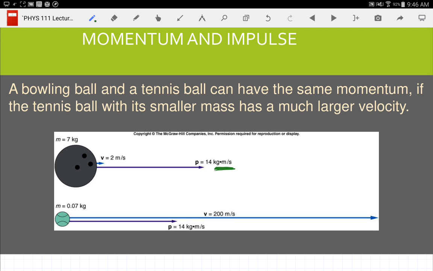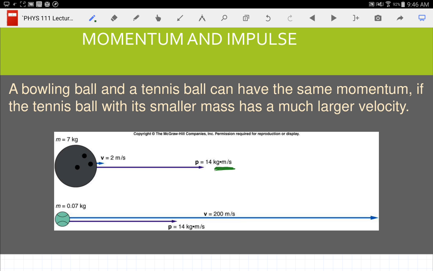Now we have this tennis ball that's about 0.07 kilograms, 1/100th the mass. And it's traveling at 200 meters per second, 100 times the speed. That gives it the same momentum. So the bowling ball and the tennis ball, I think we'd all agree, a bowling ball is rather hard to stop. Now 2 meters per second is not going very quick, but it's rather hard to stop.